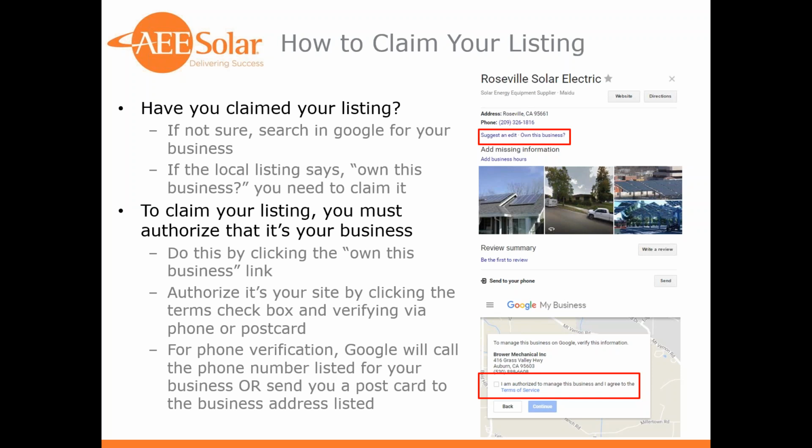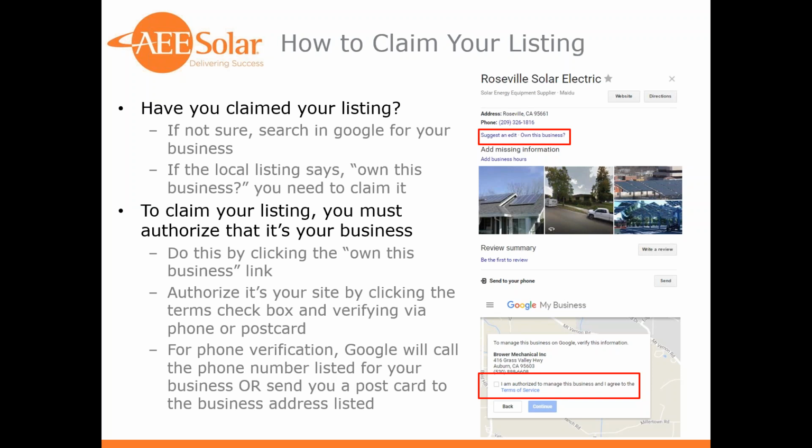So what do you need to do? The first thing you want to do is click own this business. And what it's going to force you to do is authorize that it's actually your business. Google does that in a couple different steps. One of them is the image below, where you see, am I authorized to manage the business? You have to click the terms, and then once you click the terms, it'll give you some additional verification. It will do either one of two options.